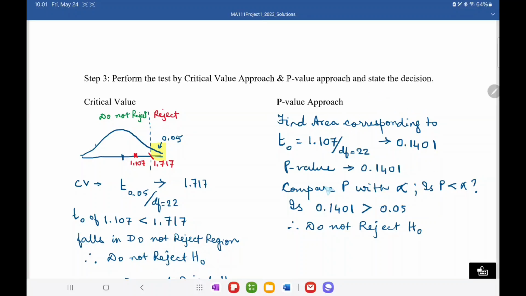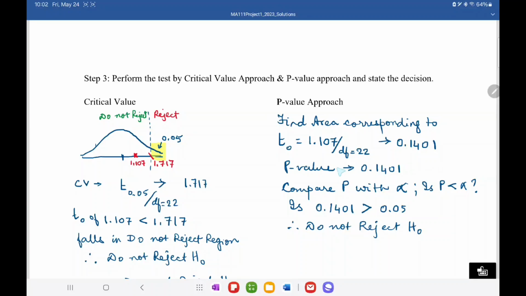And again, here is the working of the p-value approach. By now you should be pretty familiar as to what the steps are for the p-value. You find the area corresponding to your test statistic value with DF of 22, which is this value here, and I use my calculator to come up with this value. This is an exact value for the p-value. If you're using your formula sheet, then it's going to be an estimated value.